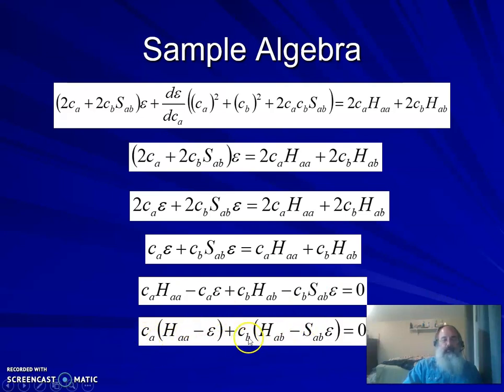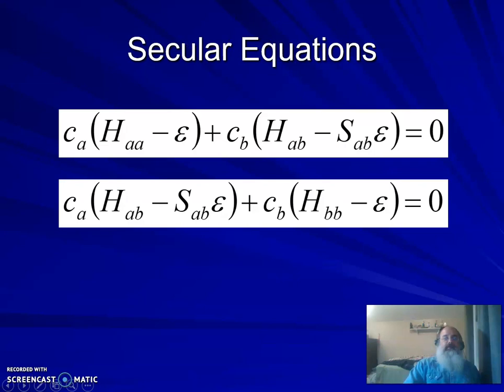Here's one final form where we've factored CB out of these two terms and the CA out of these two terms. And so here's our two what we call secular equations. And so we've got simultaneous equations. It works out fairly well because we have two equations and two unknowns. Again, that's assuming that we can evaluate these integrals and know the energy. And this becomes a fairly simple item to deal with.